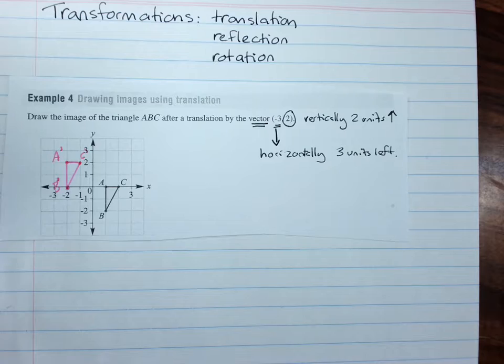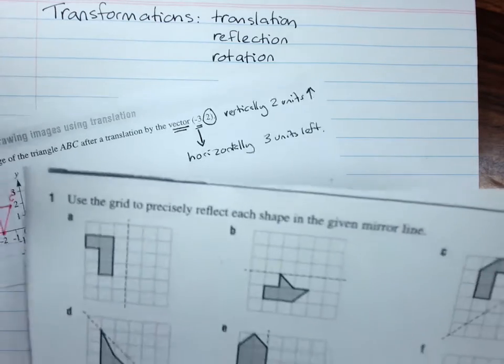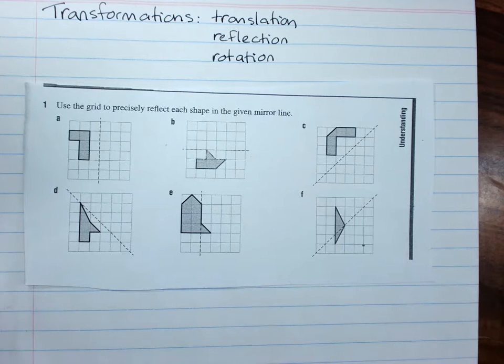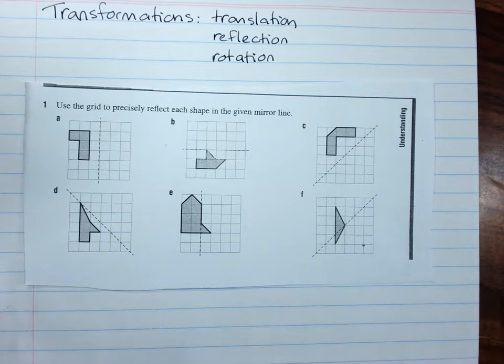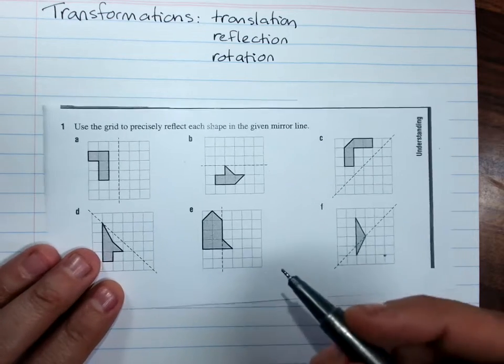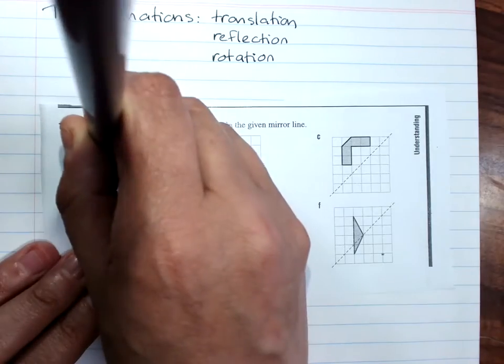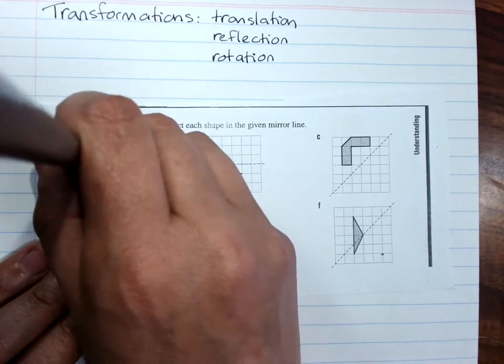The next thing we have to be able to do is reflection. And in reflection, they'll tell you where they want you to reflect it. Sometimes they'll say reflect it around or in the y-axis or the x-axis. Here, they've given us a line, and the line is behaving like a mirror. So again, your best strategy for reflecting is to deal with each vertex separately and then create your shape. So this one here has 1, 2, 3, 4, 5, 6 vertices.